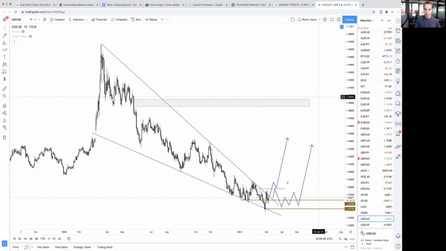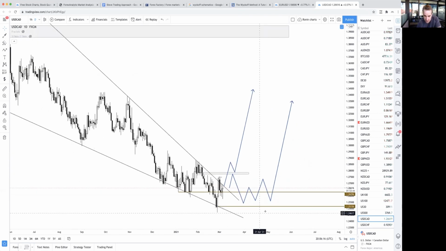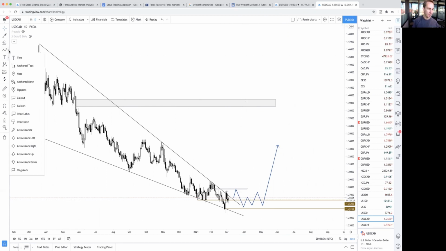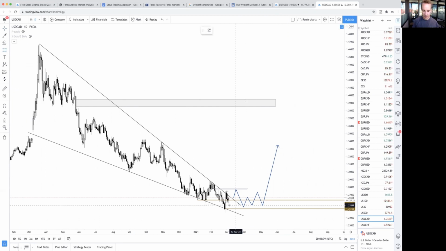So this is dollar CAD here. This is just such a beautiful base and setup that we have. I think what's most likely going to happen is some sort of pullback, move down to this area, and then a move higher. We have this huge triangle formation, maybe a move sideways, but this looks like a breakout pattern positioning us for a huge move higher, right?